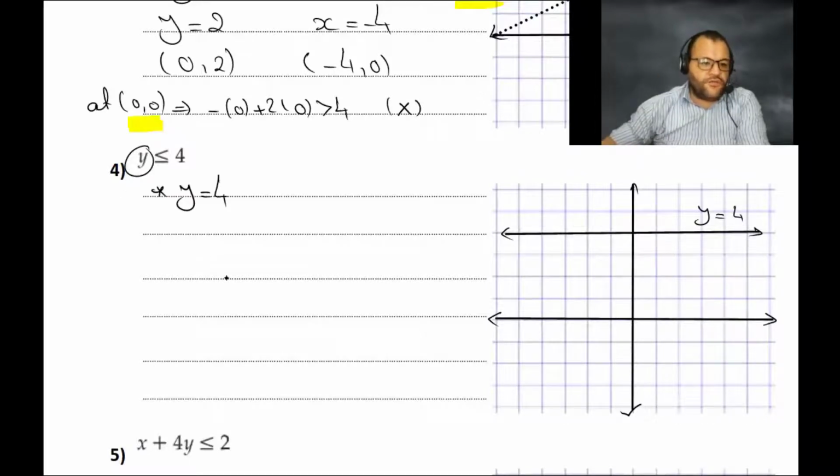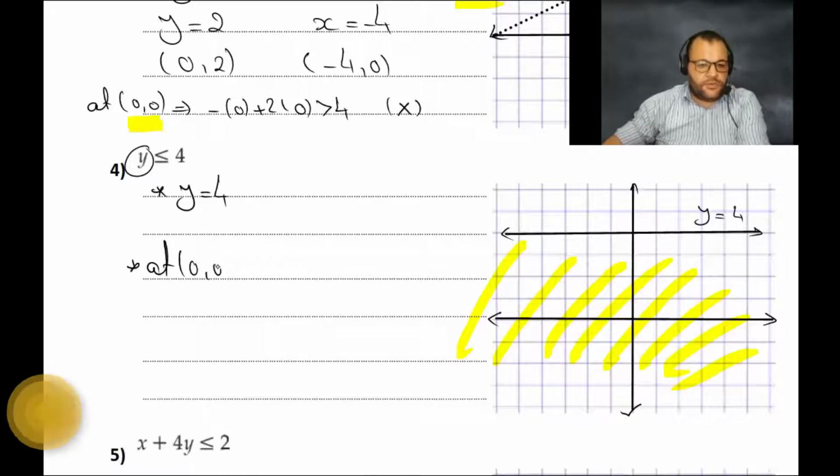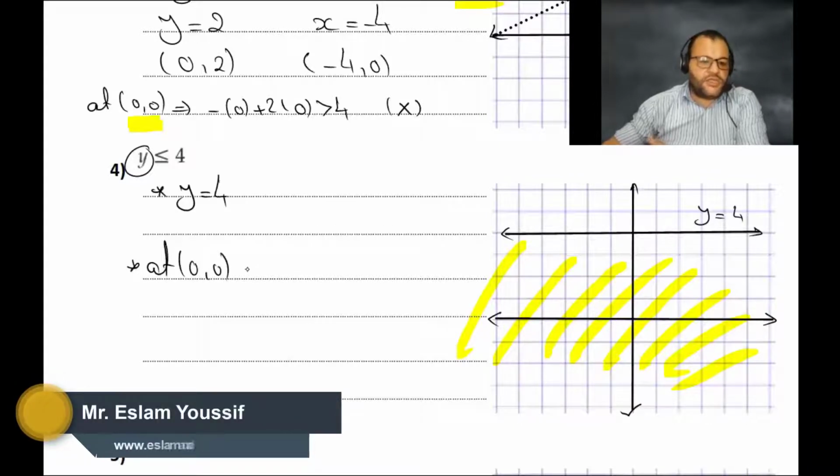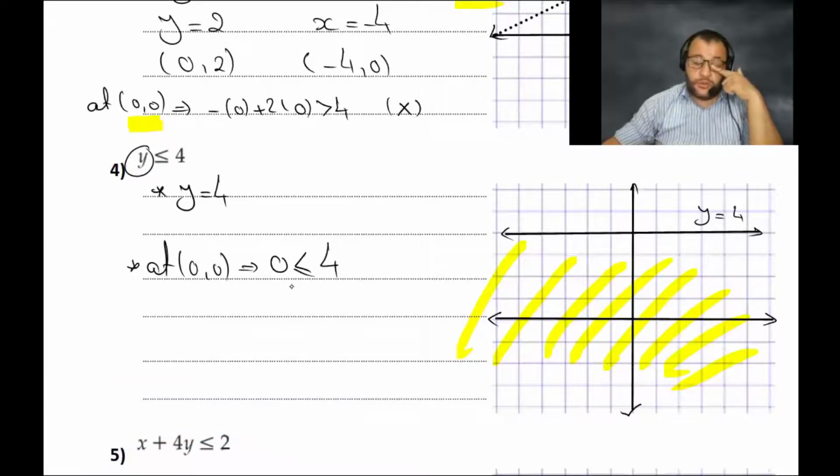So we can check if the answer is right or wrong if you choose the point 0 and 0. Is there any x? There is no x, but there is y. So y is smaller than or equal to 0. Is the inequality right or wrong? Yeah, it's correct. It means the part which contains the point 0 and 0 is one of the solutions. So we'll shade the part which contains the point 0 and 0.